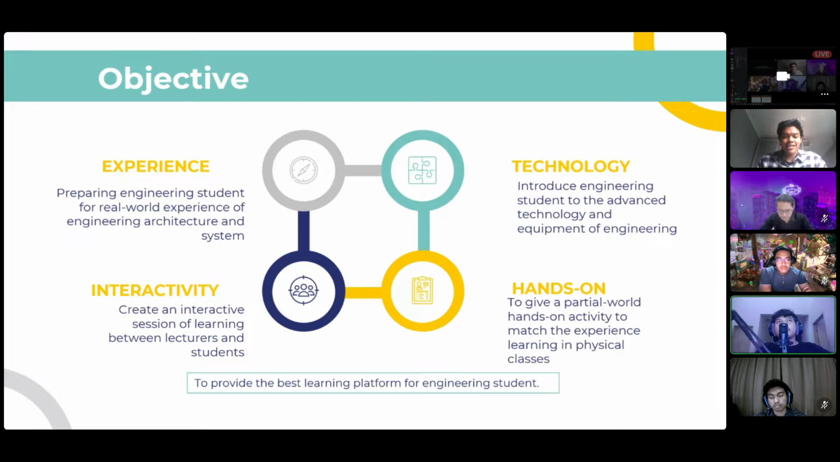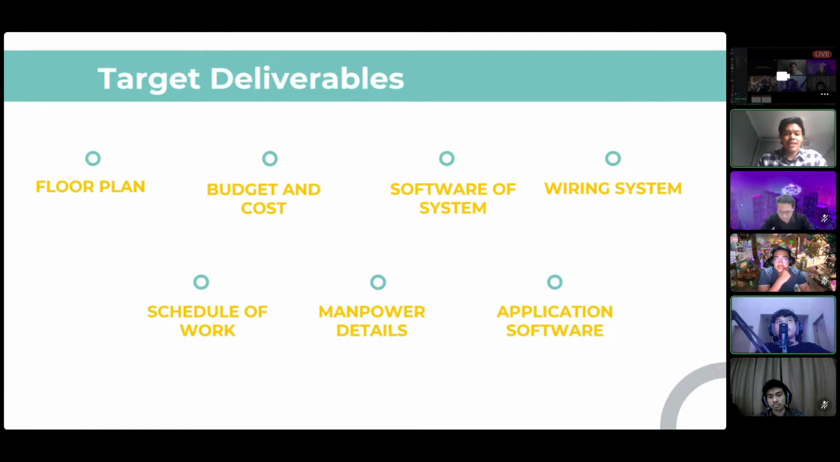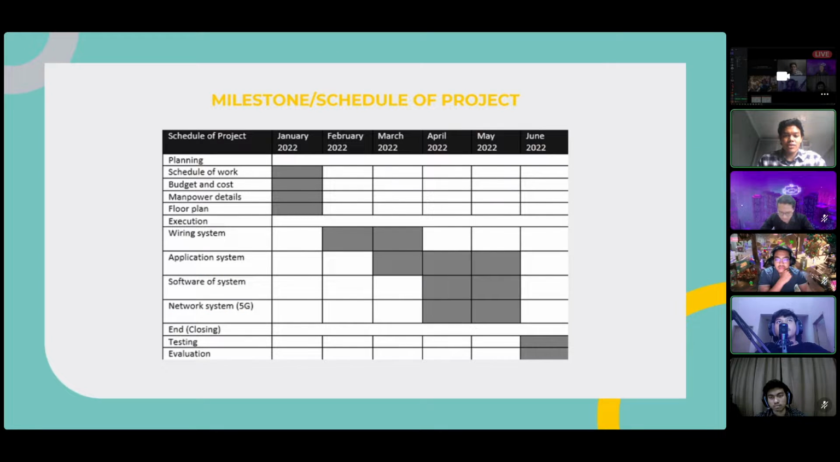And for hands-on, like I said before, we want to give a partial real-world hands-on activity to match the experience of learning in physical classes. Next is our target deliverables, which are the floor plan, budget and cost, software of system, wiring system, application software, manpower details, and also the schedule of work. Right, so this is the milestone schedule of the project.